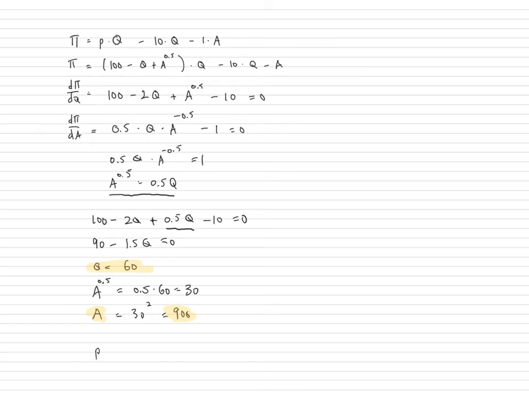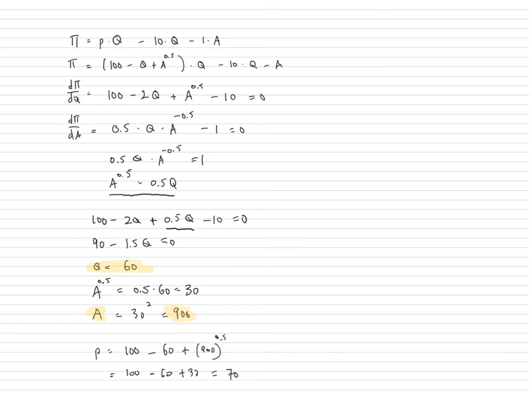So my price is going to be equal to 100 minus Q, which is 60, plus a to the power 0.5, so it'll be 900 to the power 0.5. So that is equal to 100 minus 60 plus 30. So that's 40 plus 30. Price is going to be equal to 70.